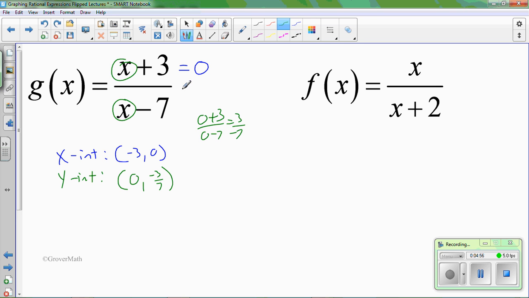That's essentially it. We'll add some factoring to it, but for the most part, it's just factor and solve the top for x-intercepts, plug in 0, replace your x's with 0, and find your y-intercepts.